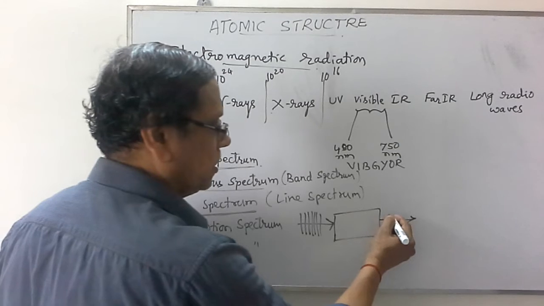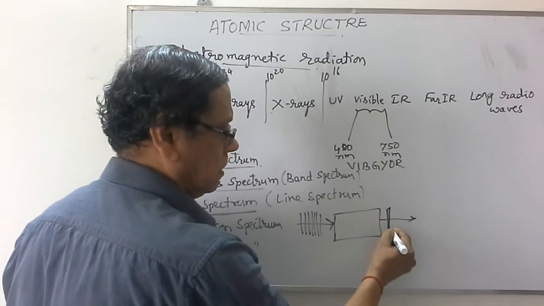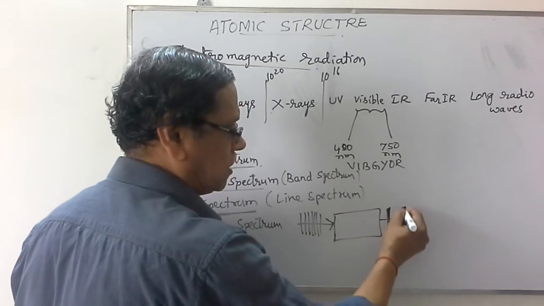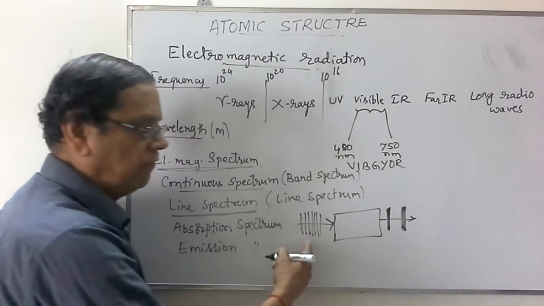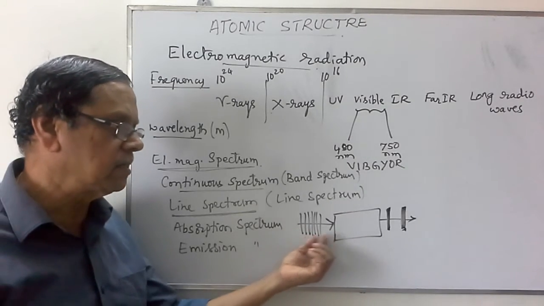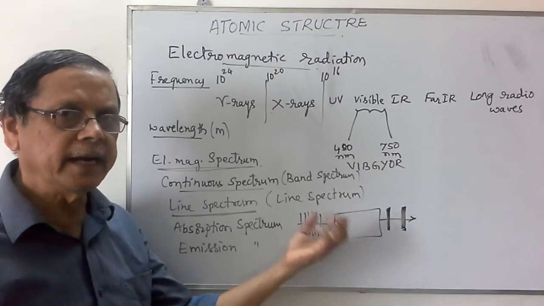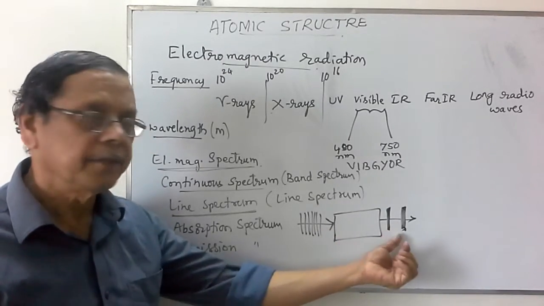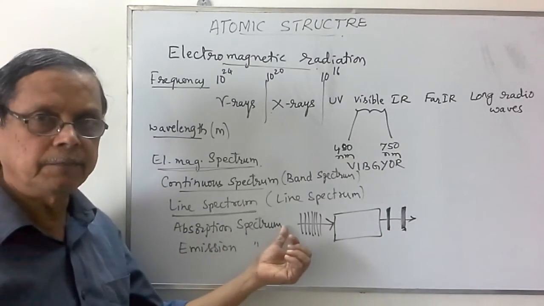So there we observe the black or dark space in the frequencies which disappear. It is because certain wavelengths are absorbed by this material, and that kind of dark lines that we observe is called the absorption spectrum.